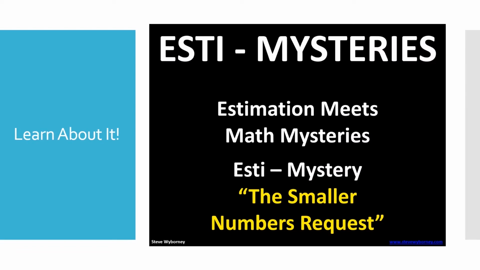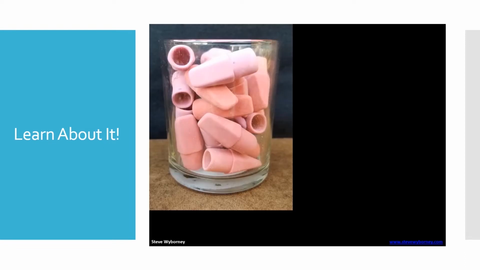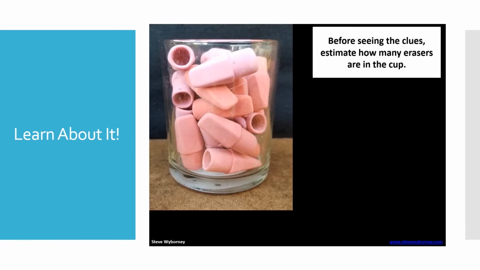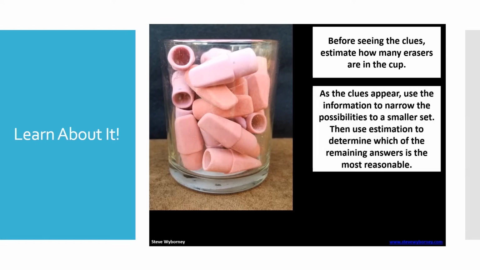Today we are going to complete an Estimystery where we will use a series of clues to think about what number of objects could be in the jar. Take a look at the picture on the left and think to yourself how many eraser caps might be in the jar. We are now going to look at a series of clues that will help us think about how many erasers are in the cup.